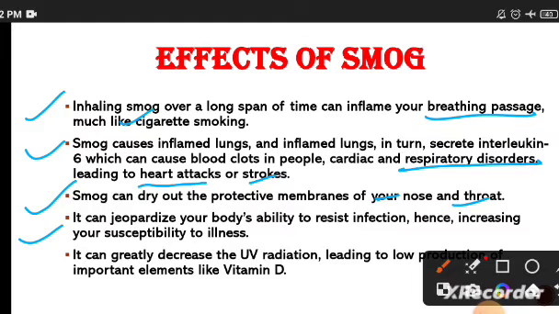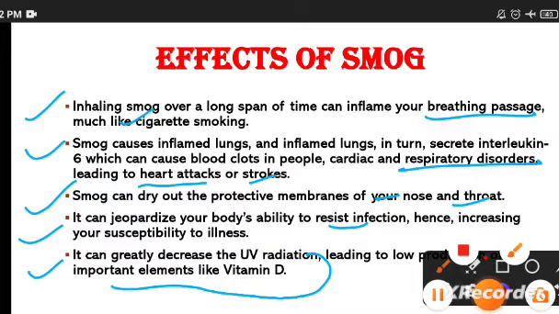Fourth, it can reduce the body's ability to resist infection, hence increasing our susceptibility to illness. Fifth, it can greatly decrease the ultraviolet radiations, leading to low production of important elements like vitamin D.